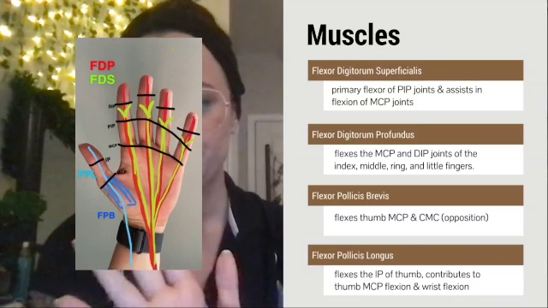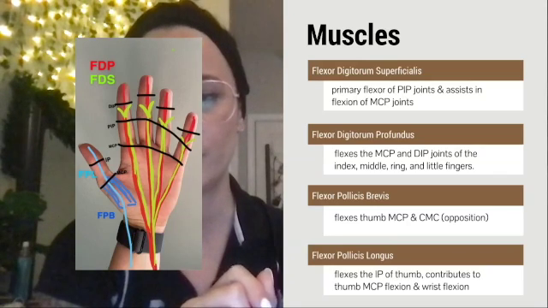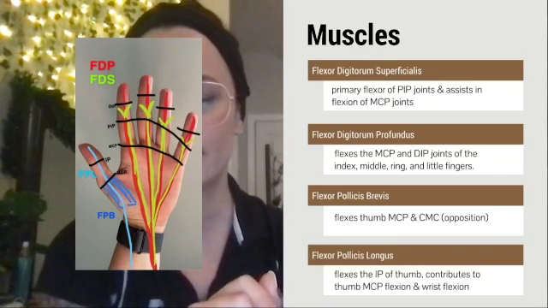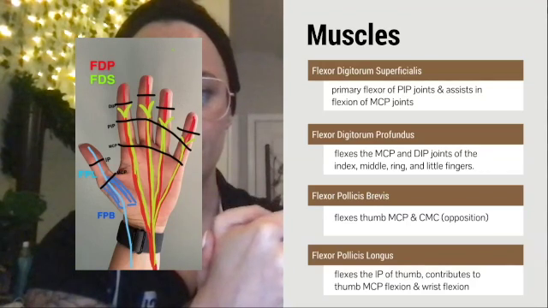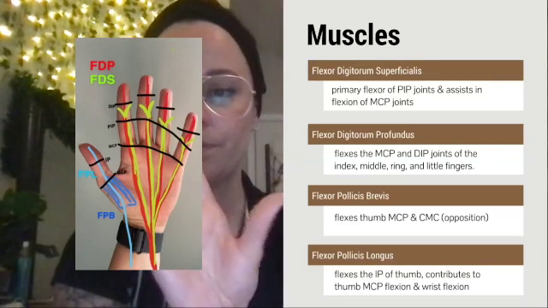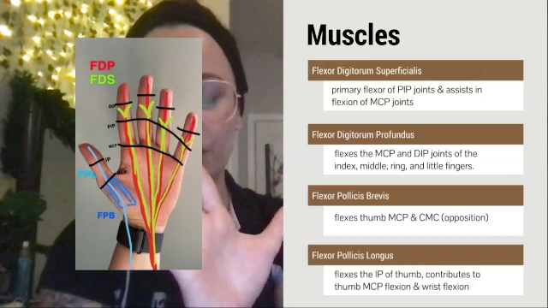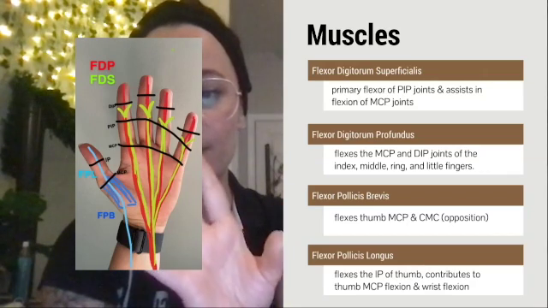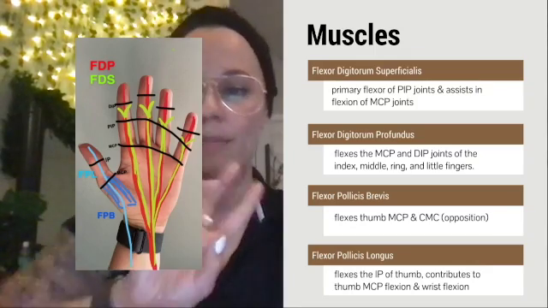Moving on to the thumb. The flexor pollicis brevis, which is in that dark blue color, flexes the thumb MCP. Again, I'm going to joint block. And the CMC. So the CMC and the MCP, that flexion of those two, by means of the flexor pollicis brevis, the FPB, allows for opposition for the thumb to the pinky.